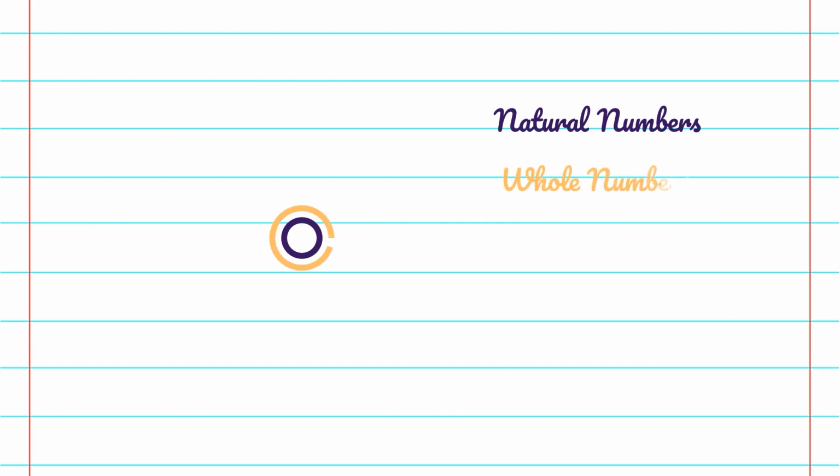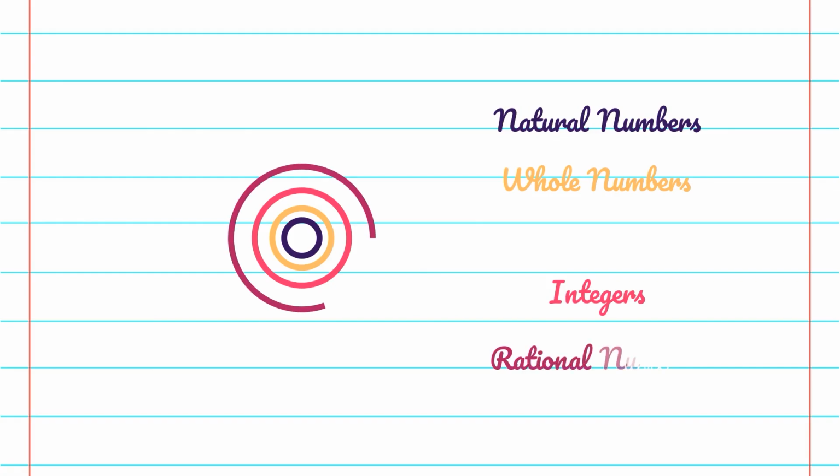First, we have natural numbers. They are the smallest set of numbers among all number types that we have discussed so far. Next, let's zoom in to the whole numbers. Now, they include natural numbers plus 0. Moving on, we have integers. These include whole numbers plus negative numbers. Then we have rational numbers. These numbers include integers plus fraction numbers.